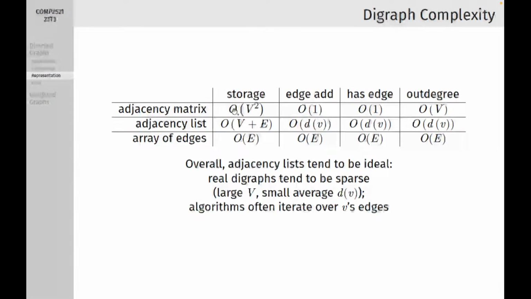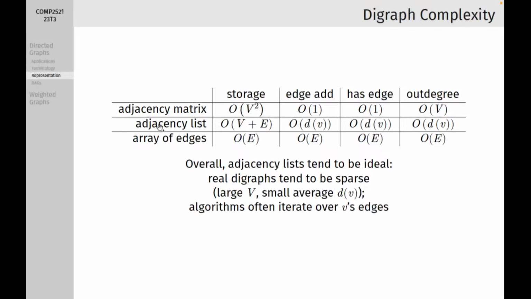They would pretty much be the same as for an undirected graph. So for an adjacency matrix, the storage would be V squared, the storage for an adjacency list would be V plus E, and the storage for an array of edges would be E. For an adjacency matrix, remember that checking if there's an edge or adding an edge is O(1), because you just check the cell of the matrix. To check the degrees, or particularly the out degree of a vertex, you have to loop through a row of the matrix, so that would be O(V).